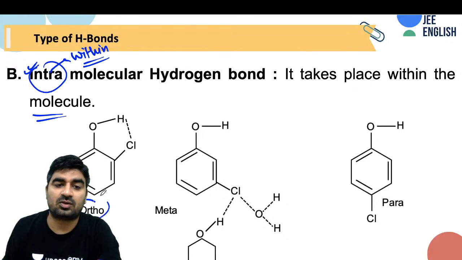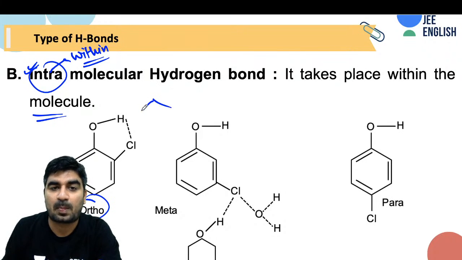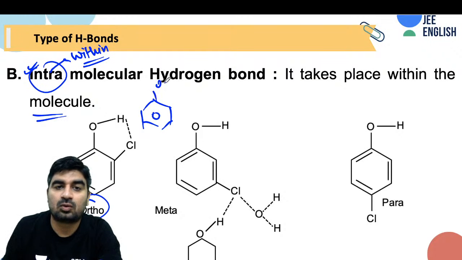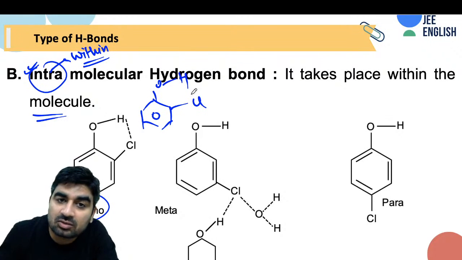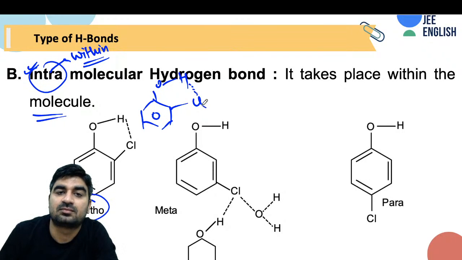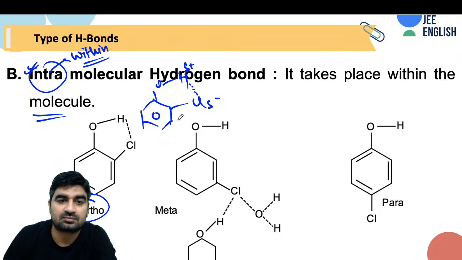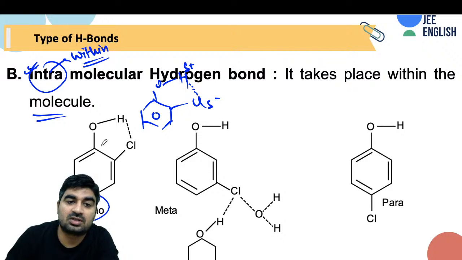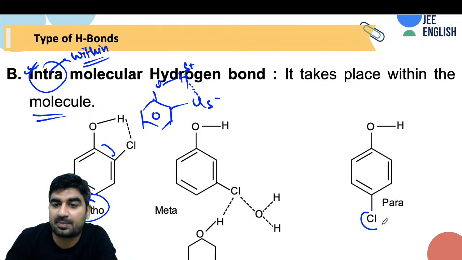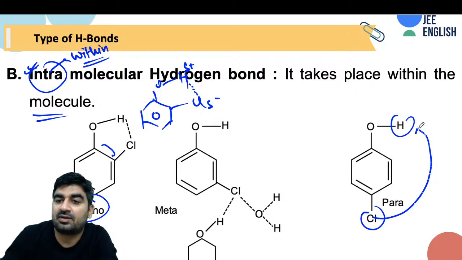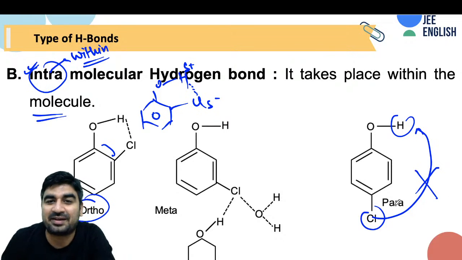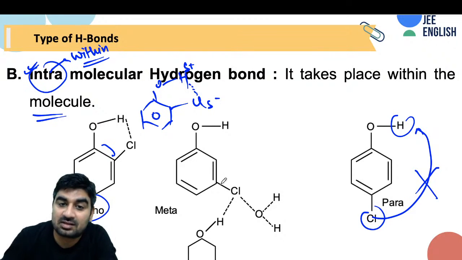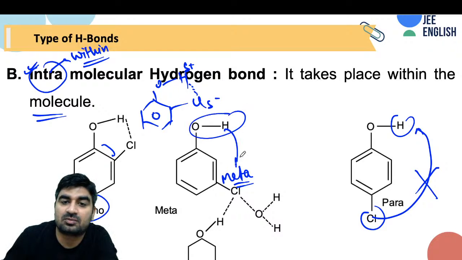Like if I take the case of ortho, in case of ortho we have this OH and we have chlorine. Now this chlorine will combine with it. This is having partial positive. This is having negative. So this is making it. So this is ortho, and you know that this is para. So in para it is having a large distance. It cannot make intramolecular. This is meta. Again in meta it cannot make hydrogen bond with it.